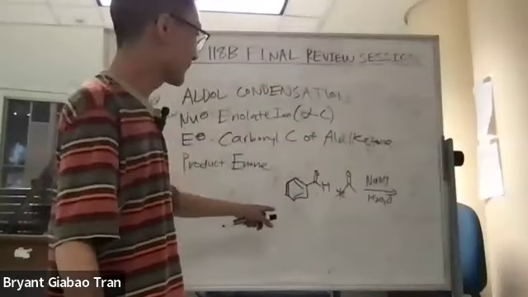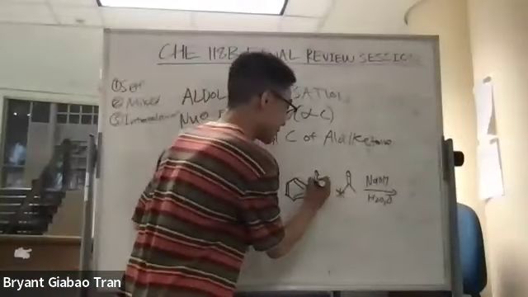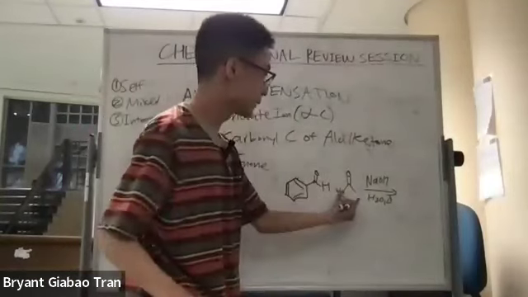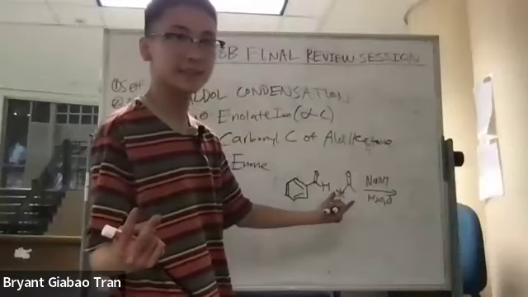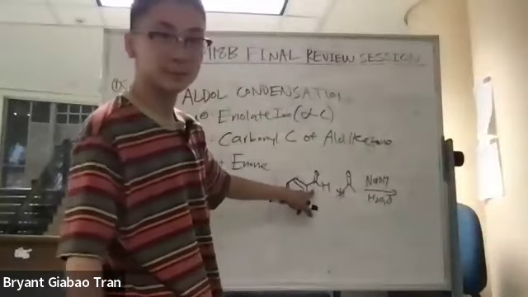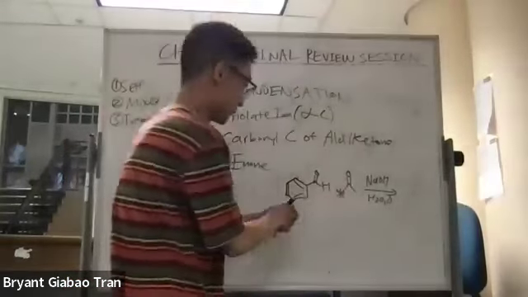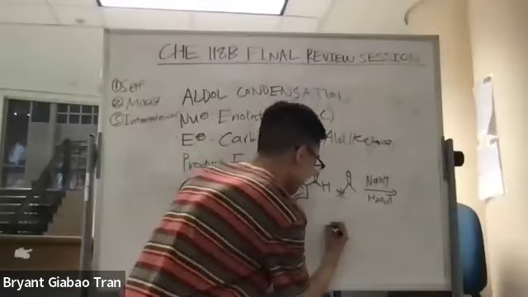An aldehyde carbonyl carbon, right? Because this aldehyde carbonyl carbon here only has one R group stabilizing it, whereas the ketone carbonyl carbon has two R groups stabilizing it. Since the aldehyde is less stable, it's more reactive. So when we predict the product, this is what I do.